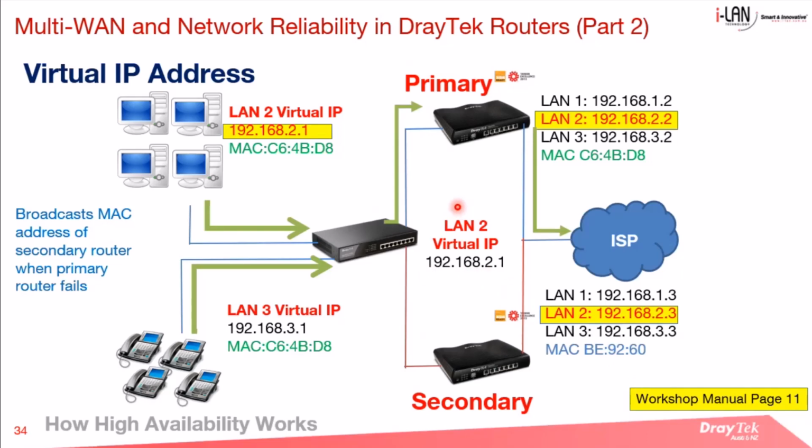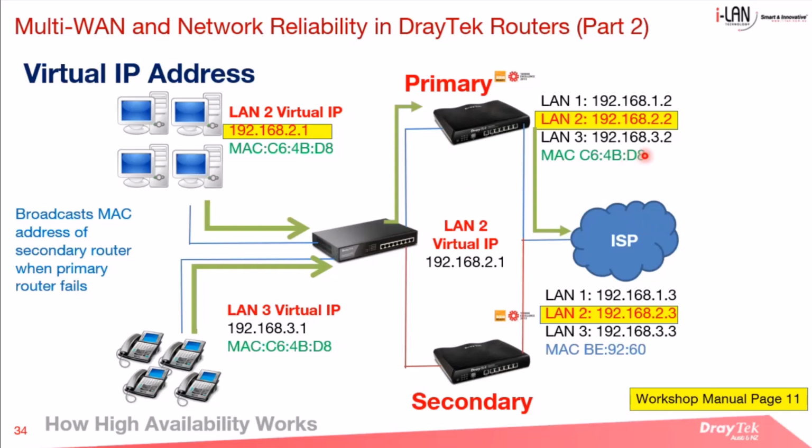192.168.2.2 is the primary router. So this is the one highlighted in yellow. That's your primary router, with the virtual IP address of LAN 2. And 192.168.2.3 is the secondary router, this one. Notice that the MAC address is active in all LAN subnets, like the C64B D8.